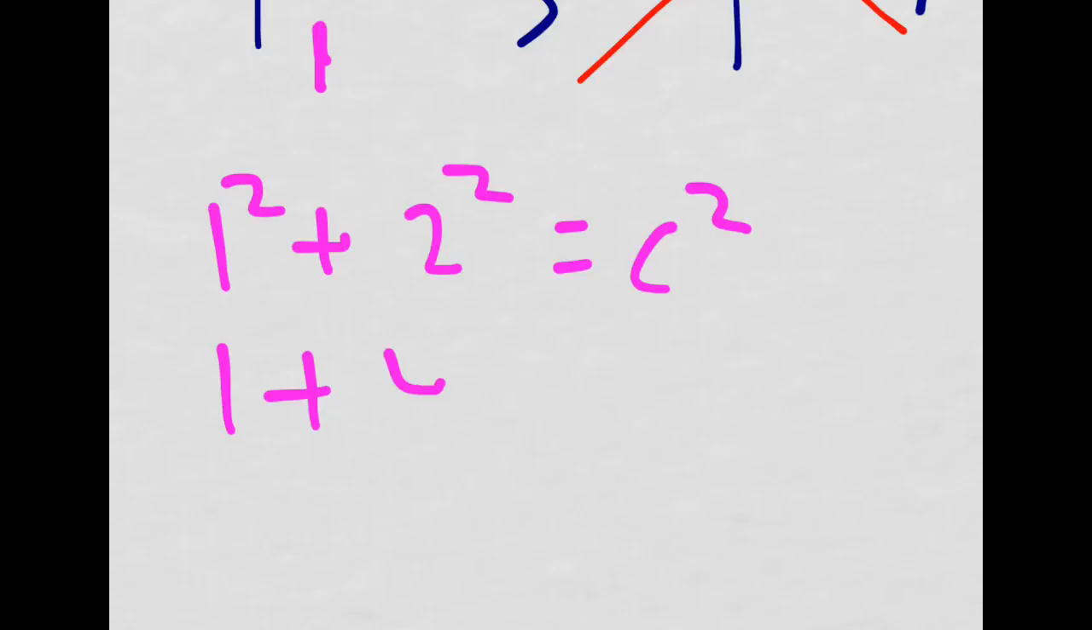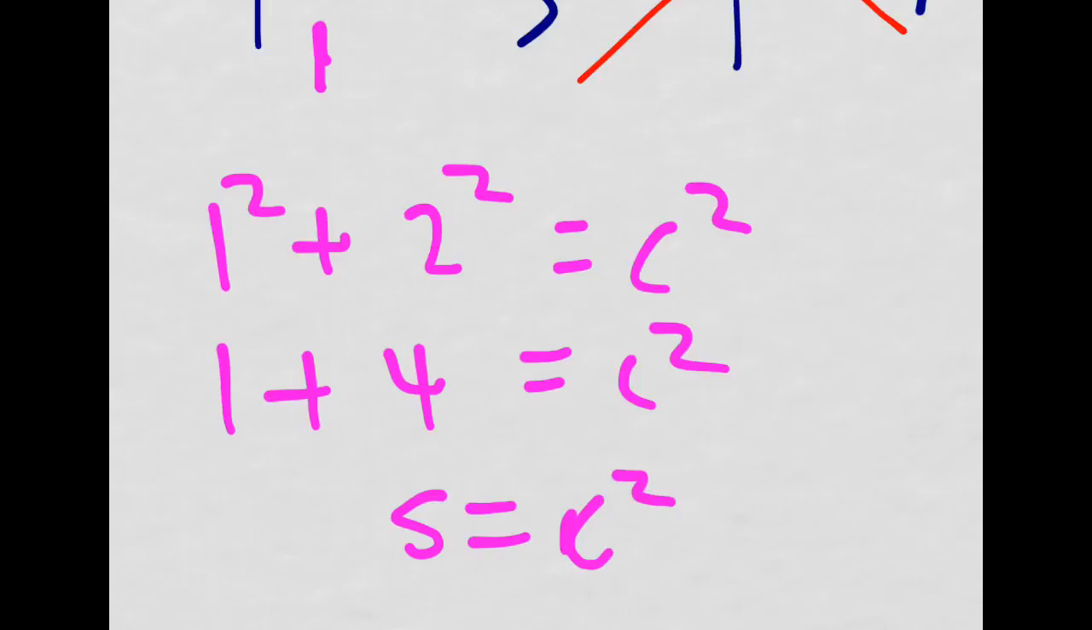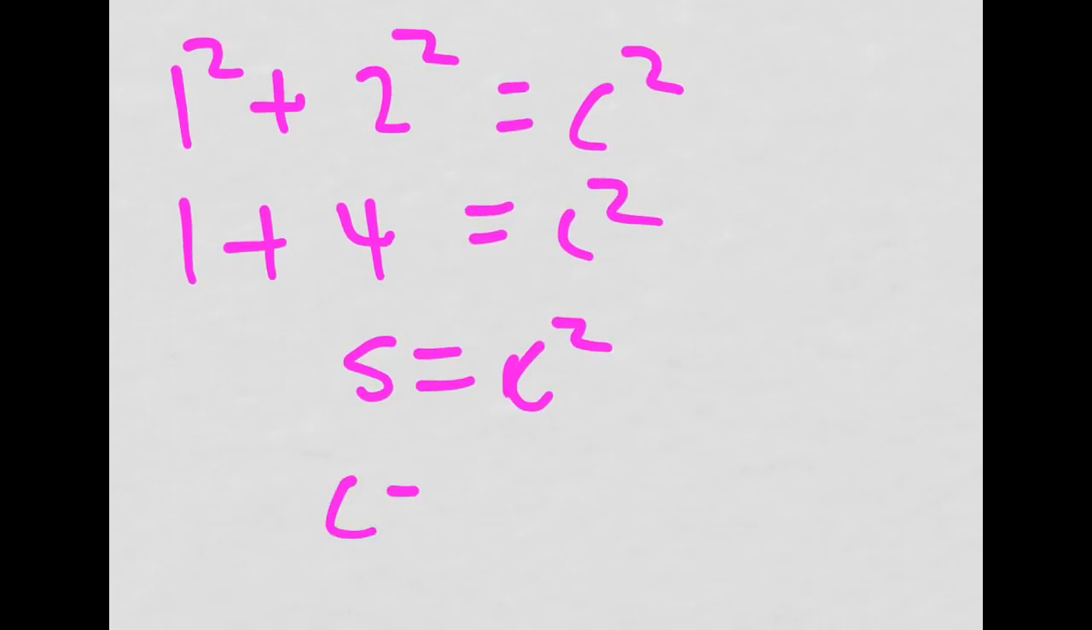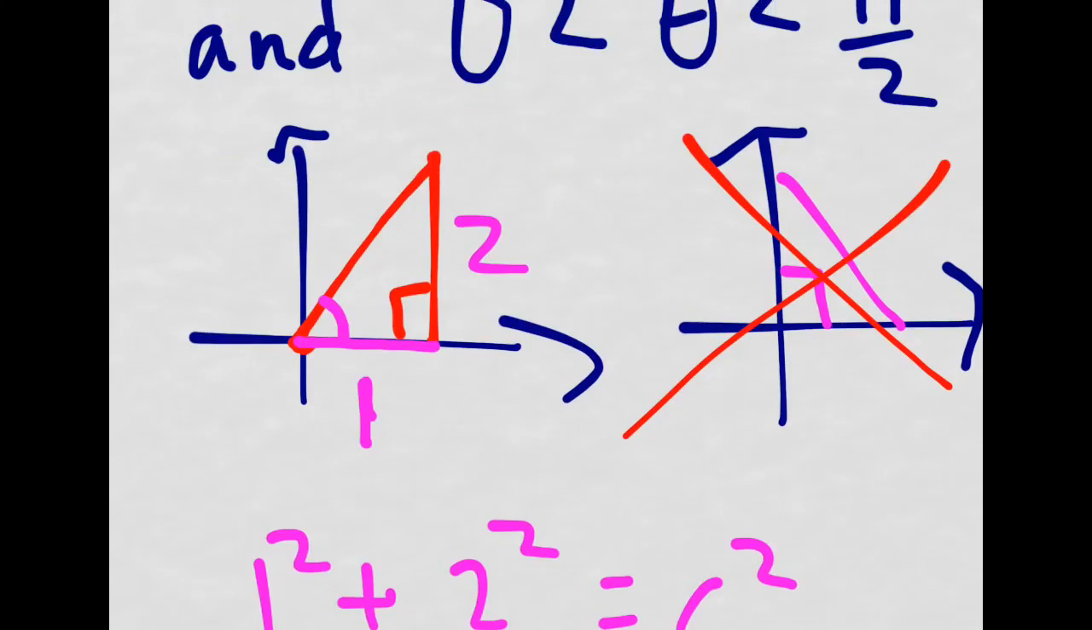So that's going to be 1 plus 4, which is 5. So c squared is 5, so c is going to be the square root of 5. Can I break down the square root of 5? No. So that side's going to be the square root of 5.